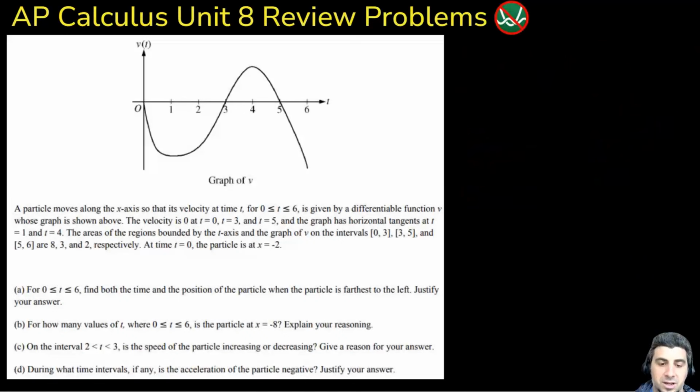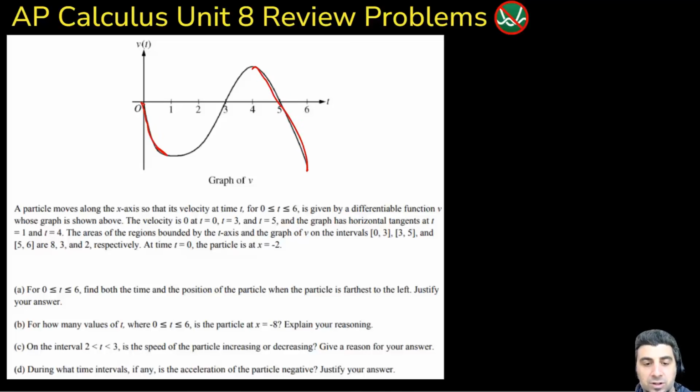And lastly, part D, during what time interval, if any, is the acceleration of the particle negative? Justify your answer. Well, this again connects velocity and acceleration. Since we know that acceleration is the derivative of the velocity function, it's going to show up as the slope. So we can interpret this question as saying, when is the slope of the velocity graph negative? Now we know it's decreasing here, so its slope would be negative, and we know it's decreasing here, so we know its slope is negative.